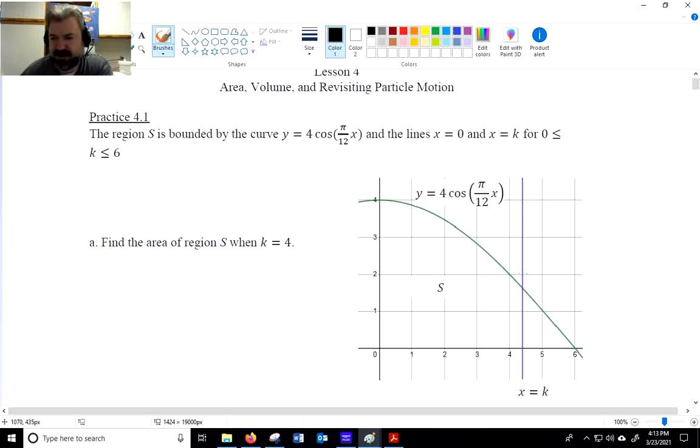So this purple line k is actually sliding back and forth. You can think about that. And as it moves to different locations, the region S becomes a different size. But we're going to find the area of region S when k is 4. So to do that, this is simply the definite integral because it's the area underneath the curve, and the curve is above the x-axis. So from 0 to k, in this case 4. I don't need to put k. I'll just go straight to putting in a 4, of 4 cosine pi over 12x dx.